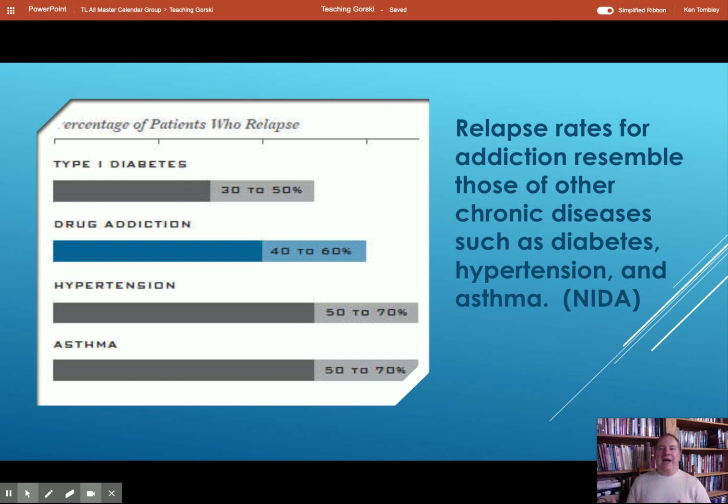So let's kind of look at what its remission rates or relapse rates for chronic diseases. You'll find that drug addiction actually has a better success rate than hypertension or asthma. Hypertension or asthma, 50 to 70%. Relapse rates or return to problem rate. And addiction, you're 40, 60%. Type 1 diabetes, 30 to 50%. So we need to be thinking about addiction in these three terms and helping clients think about it so that they adjust their life, just like you would adjust your life for any of these other chronic diseases.